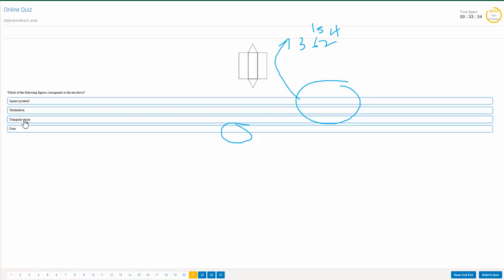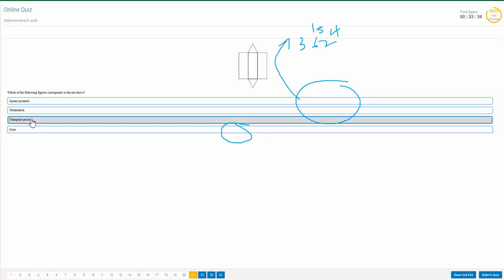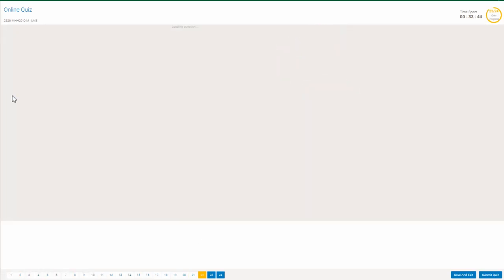Okay, which of the following corresponds to the net above? Remember, what shape is this? Rectangular prism, right? The rectangular prism is shaped like this. If you close it and you imagine it, that's like a rectangular prism. Let's go to the next one.